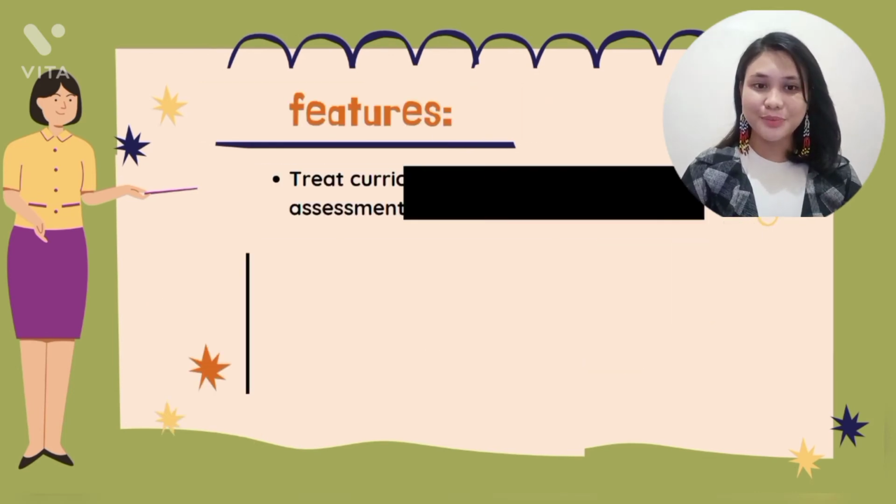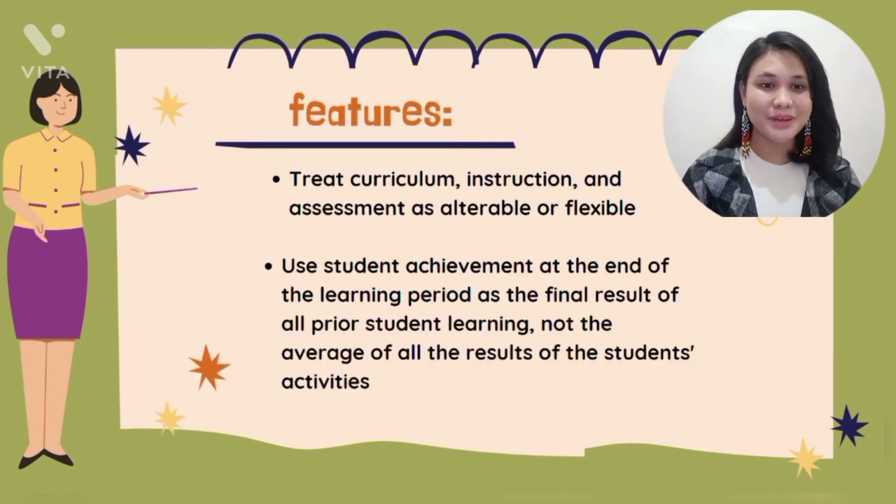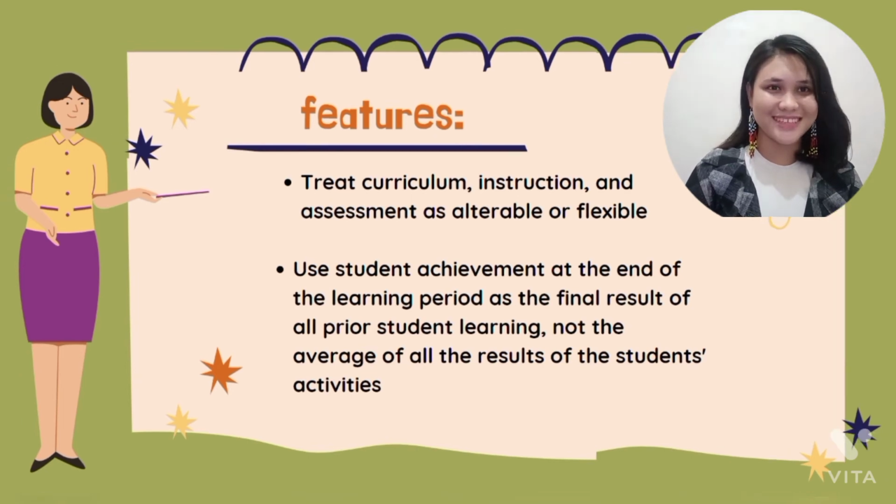Fourth, treat curriculum, instruction, and assessment as alterable or flexible means to achieve the end goals of education. And lastly, use student achievement at the end of the learning period as the final result of all prior student learning, not the average of all the results of the student's activities.